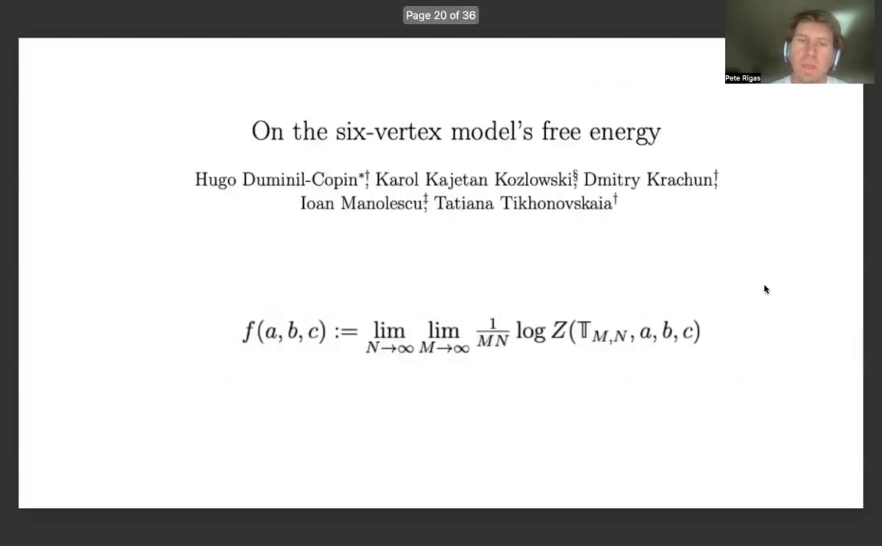And on this paper that I've also discussed briefly, that I want to go more into depth now, from Domenico Pan and several colleagues, they described how the six vertex model's free energy can be analyzed, in which you want to look at the asymptotic behavior as m and n tend to positive infinity of the logarithm of the partition function. And this partition function is dependent upon the torus which has aspect ratios m and n, as well as three isotropic parameters a, b, and c for the six vertex model.